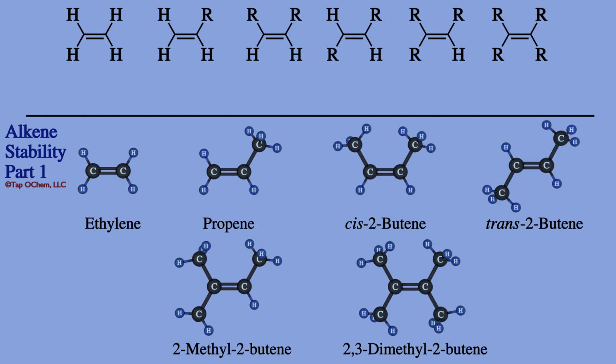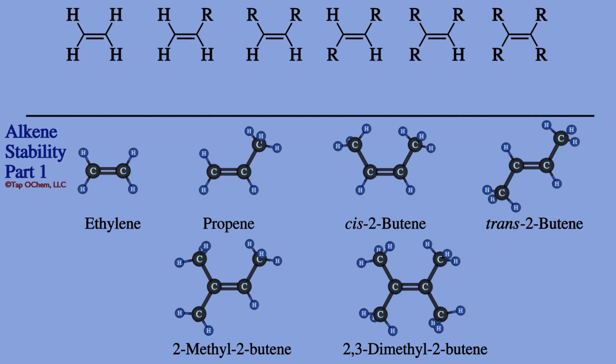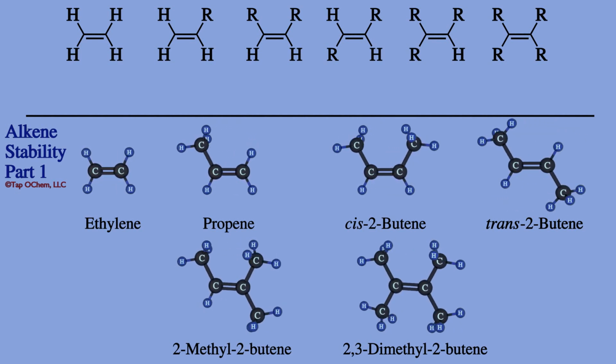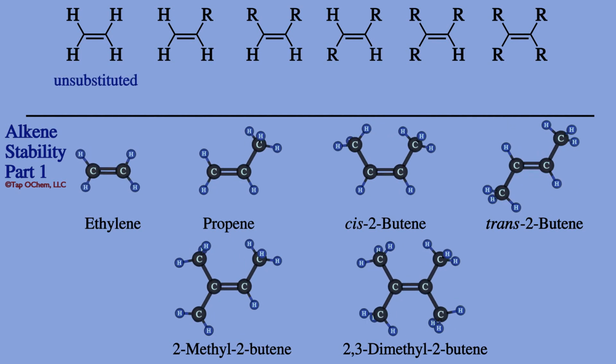We will first classify alkenes in terms of alkyl substitution. On the screen, we have line drawings on the top with R groups, and in the bottom section, ball and stick models where alkenes are substituted with methyl groups that correspond to the R groups. Ethylene is an unsubstituted alkene. Only hydrogen atoms are bonded to the carbon-carbon double bond. A monosubstituted alkene is one where one alkyl group is bonded to the carbon-carbon double bond.